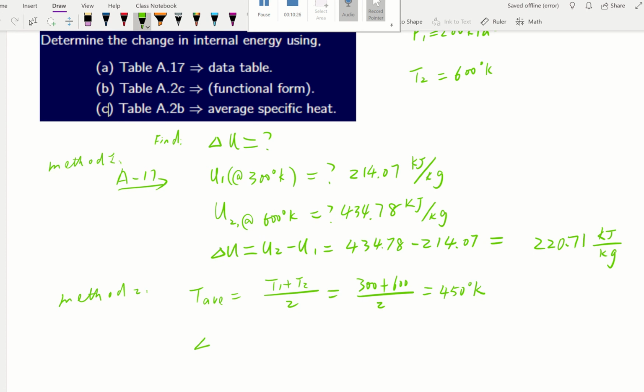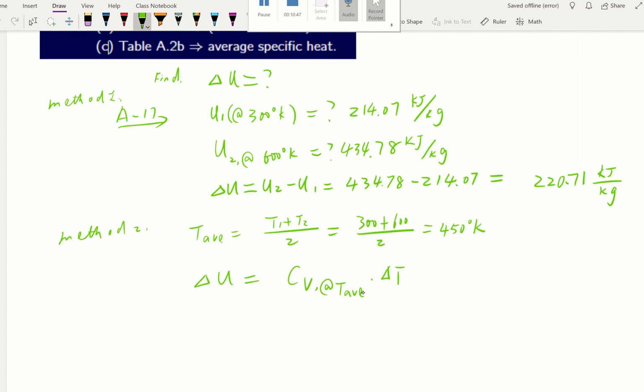And in order to find our delta U, we're using CV, okay? Finding delta H, we're going to use CP. That's the difference. So here, we're going to use CV at this average temperature. Then we're going to times delta T. That's our formula for method number 2. In order to do that, we're going to look at CV at 450 Kelvin. And our temperature difference is going to be T2 minus T1.